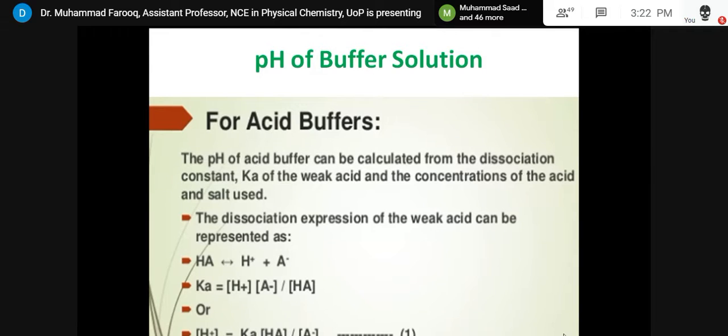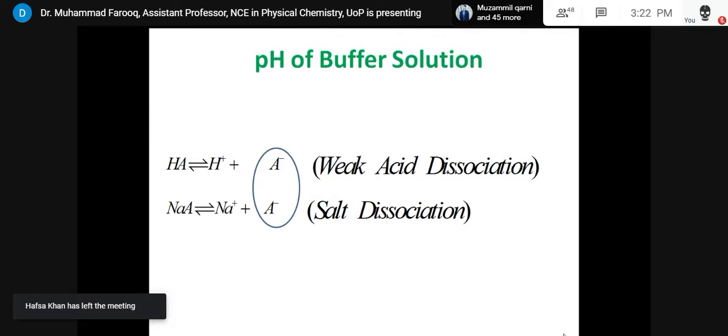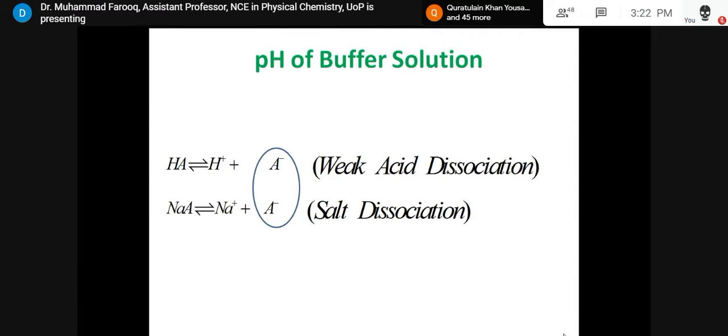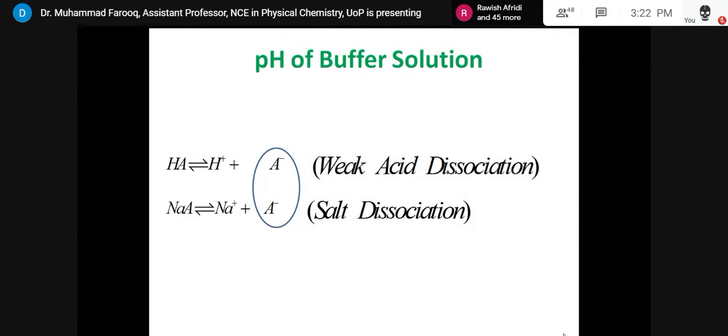When we have the acidic buffer solution, for example, we have the acid HA. When it gets dissociated, it will produce hydrogen ion plus A negative. And its salt, for example, this is HCl, H plus Cl negative. We have its salt, for example NaCl, Na plus A negative. So this is the buffer solution of the acid.